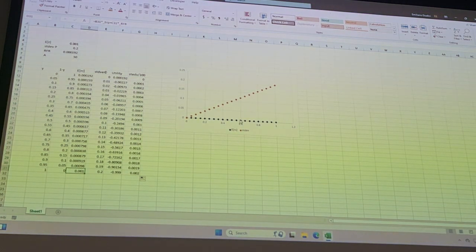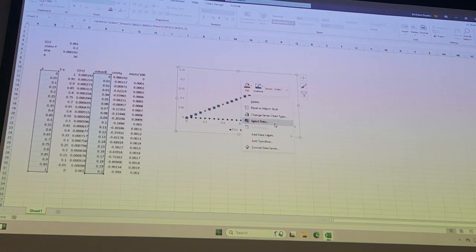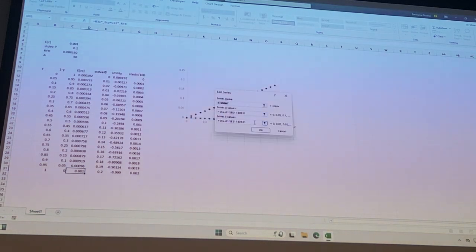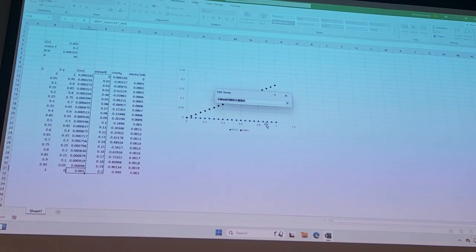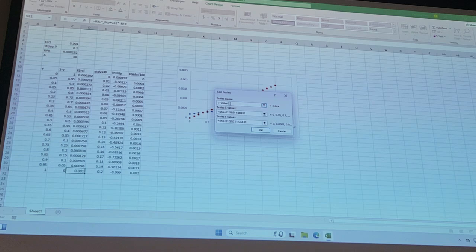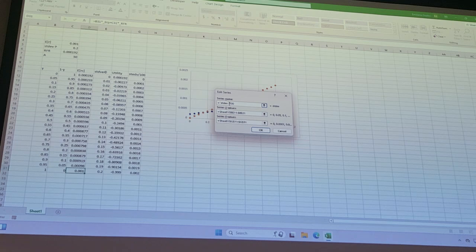So you see that this number can coexist with this one on the same graph without distorting the graph. So I'm going to click on this guy, select data, and I'm going to edit it. And instead of plotting the standard deviation itself, I'm going to plot the standard deviation divided by 100. So this is not standard deviation anymore. This is going to be standard deviation divided by 100.